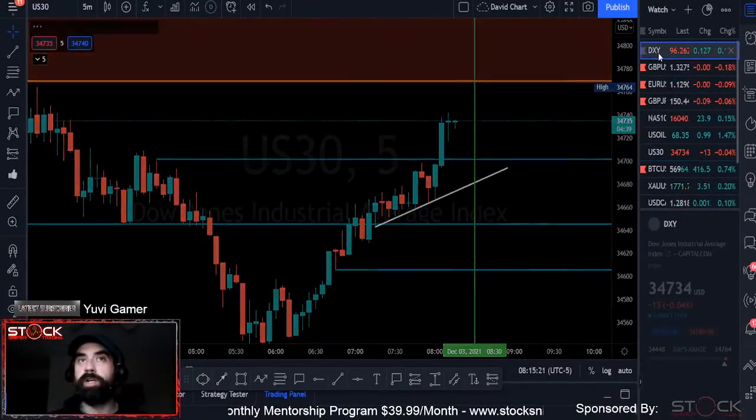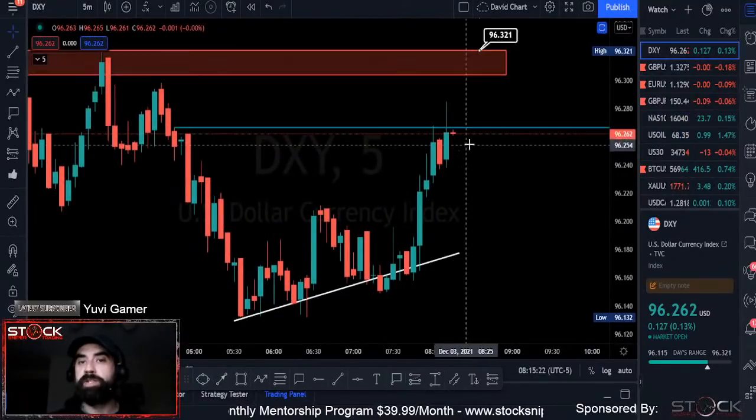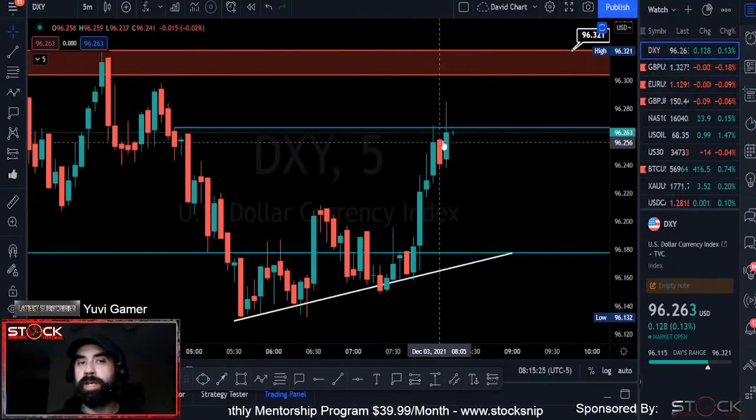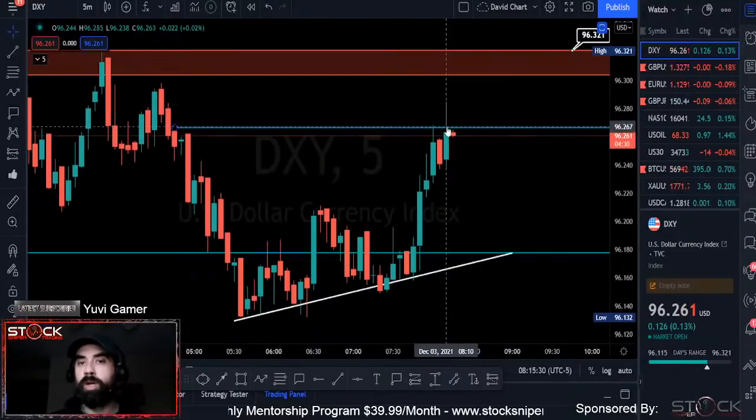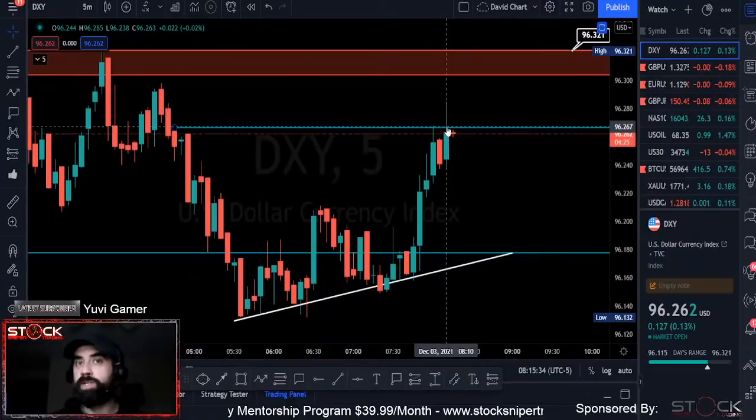Okay, so let's monitor our DXY now. There's the DXY, guys. Remember we talked about this, okay? So it is approaching that overall resistance area. It's getting pushed down now. All right, it's closing below here, okay? It's closing below.